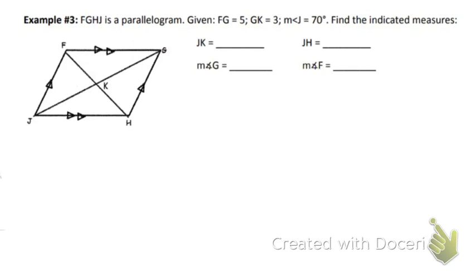All right. Last one. We have FGHJ is a parallelogram. Awesome. That helps me out. We have FG equals 5. So as soon as I write down FG equals 5, what other segment equals 5? So I'm going to go ahead and mark JH as being 5. Now let's do the other given. The other given is GK equals 3. What other segment is equal to 3 then?